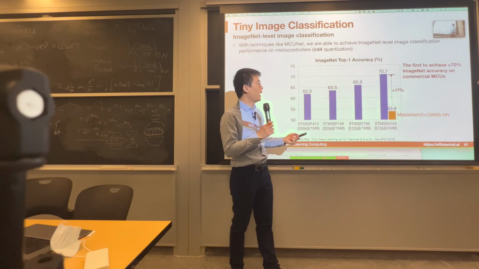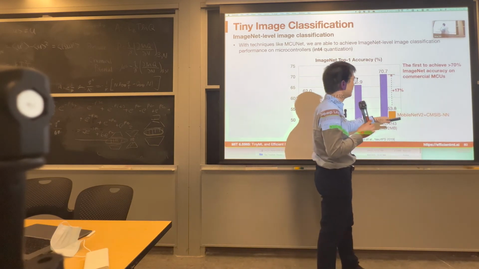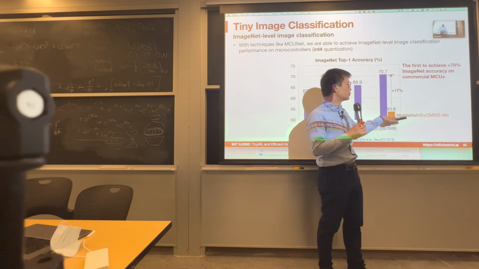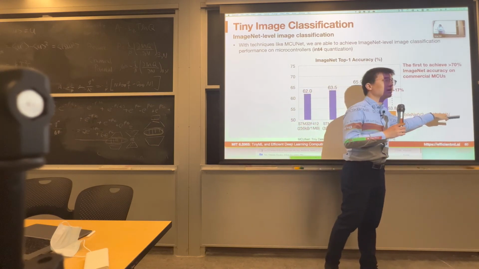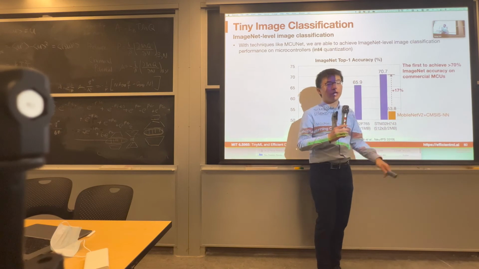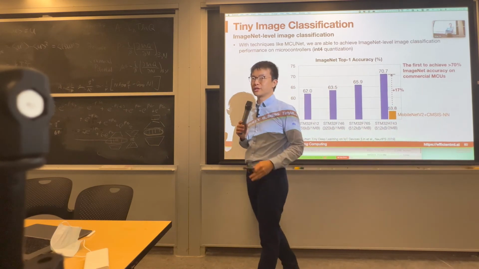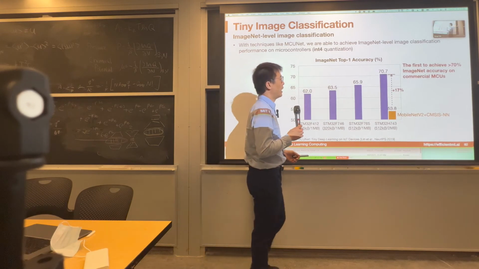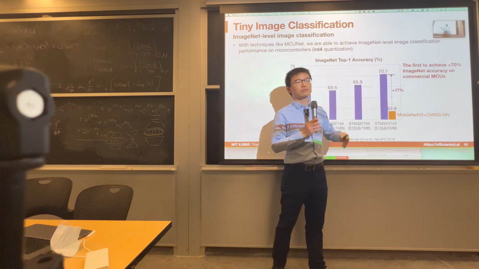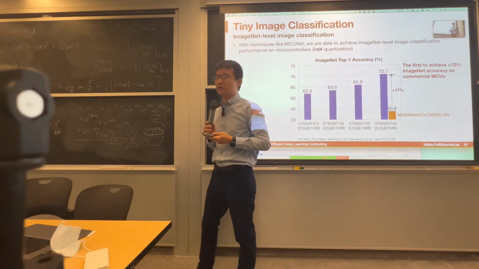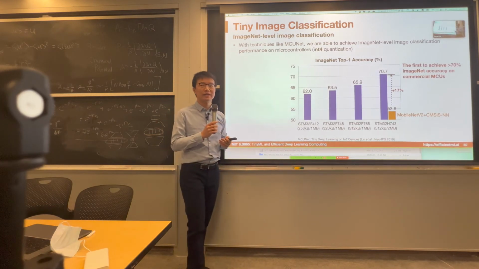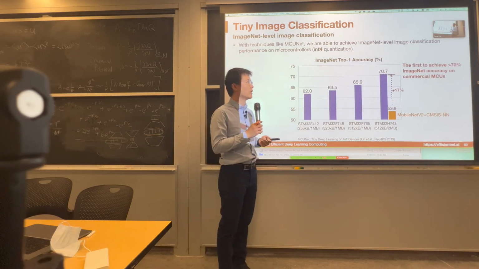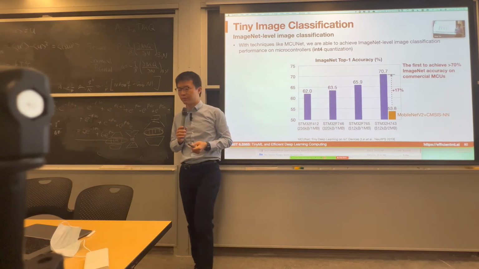The conventional approach, Google's MobileNet V2 plus ARM CMSIS-NN, can achieve only about 54% top-1 accuracy on ImageNet, which is even below AlexNet. But with MCUNet, we can achieve more than 70% top-1 ImageNet accuracy, almost to the level of ResNet-18 and MobileNet V1, right? So this is a big breakthrough.